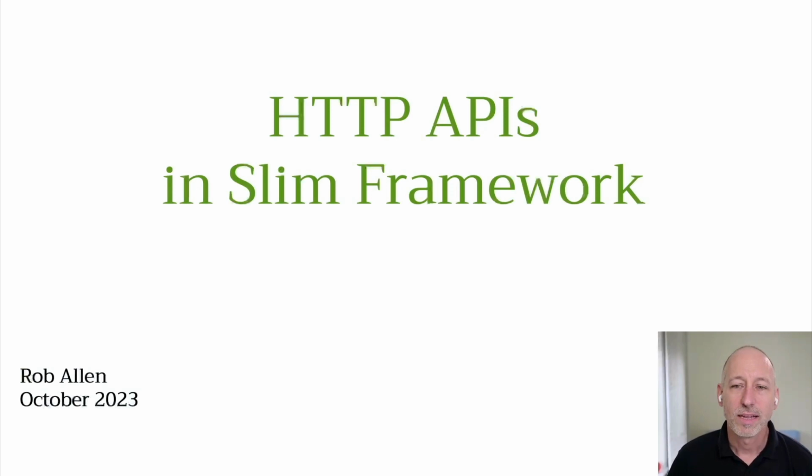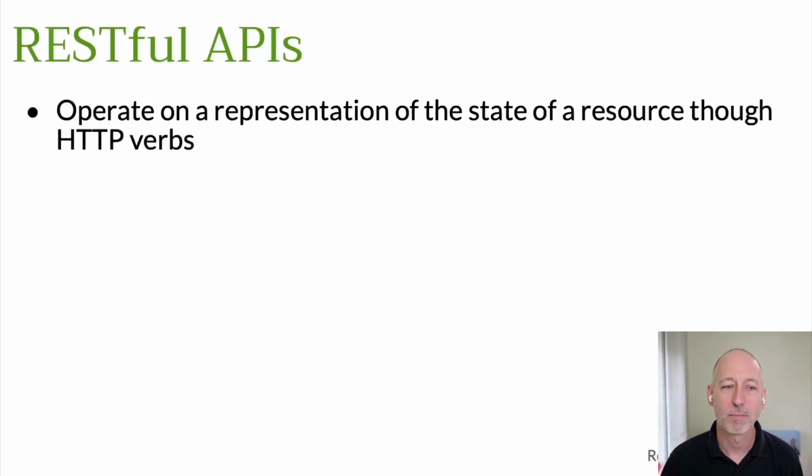What I want to do today is talk about HTTP APIs or RESTful APIs. So let's start by thinking about what an HTTP API is and then take it from there. So the first sort of property of a RESTful API is that they operate on a representation of the state of a resource through HTTP verbs. It's quite a lot of text to say that this came from an academic paper, doesn't it?